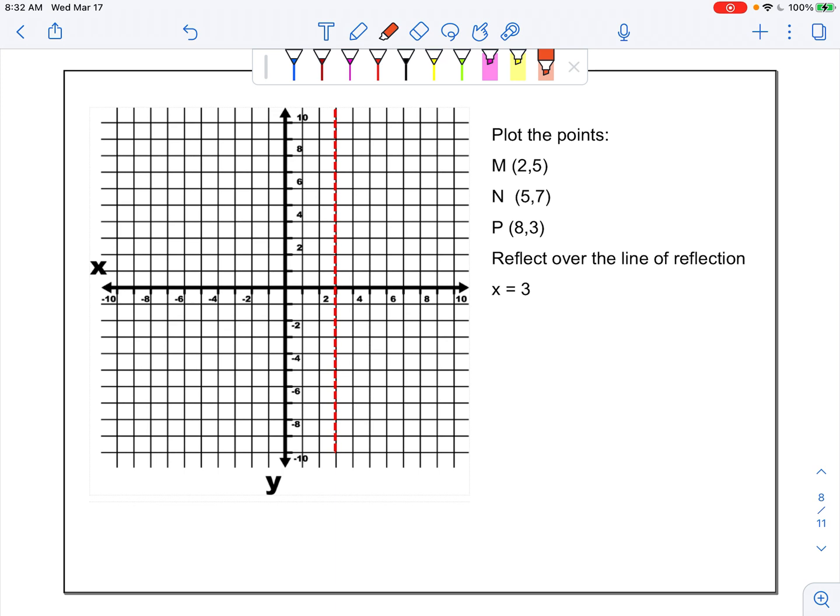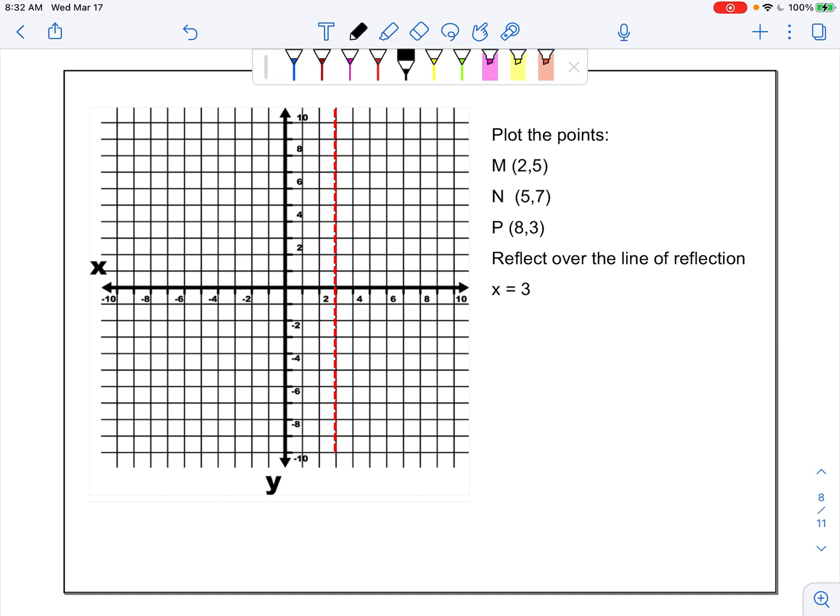Because remember I said if you're looking at yourself in a mirror, your nose is touching the mirror and so is your reflection. So this is going to be the same thing. If you took a step back, your reflection would take a step back. So when you're looking at plotting these, you're going to plot them as if the line of reflection is not there, but then you're going to reflect over that line of reflection.